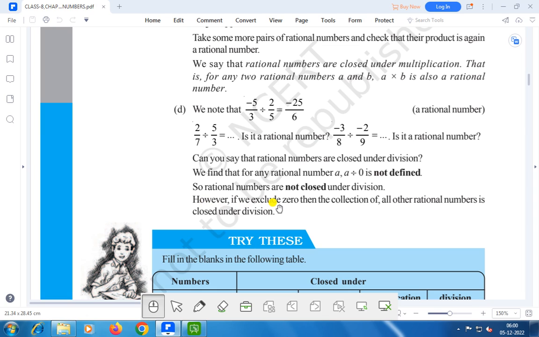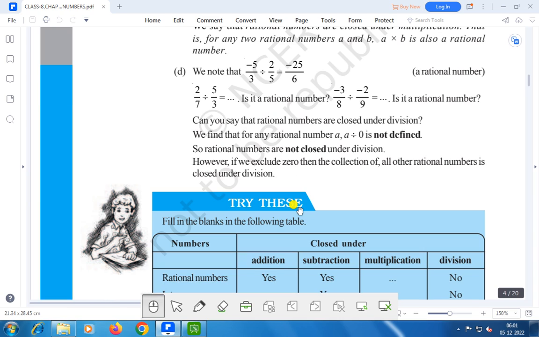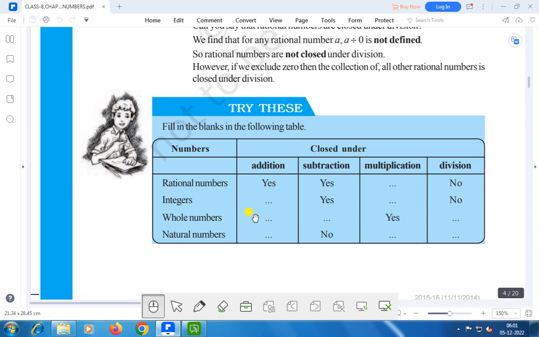However, if we exclude 0, then the collection of all other rational numbers is closed under division. For 0, it is not so, because a divided by 0 is not defined. We find that for any rational number a, a divided by 0 is not defined, so rational numbers are not closed under division. However, if we exclude 0, then the collection of all other rational numbers is closed under division.